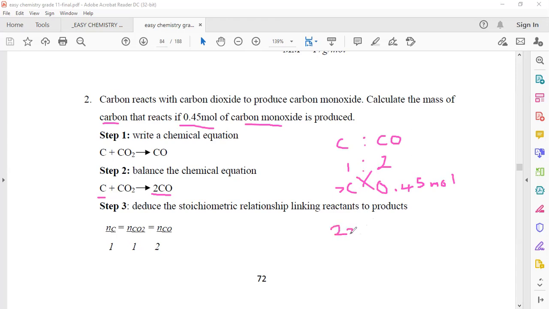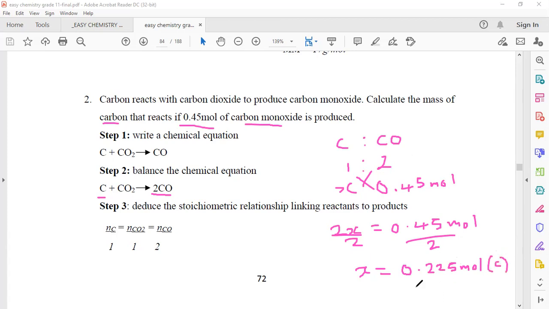So that would be 2x is equal to 0.45 moles. That will be divided by 2, divided by 2. So the x will be equal to, feel free to punch on the calculator, 0.45 divided by 2. That will give us 0.225 moles. These are the moles of carbon.